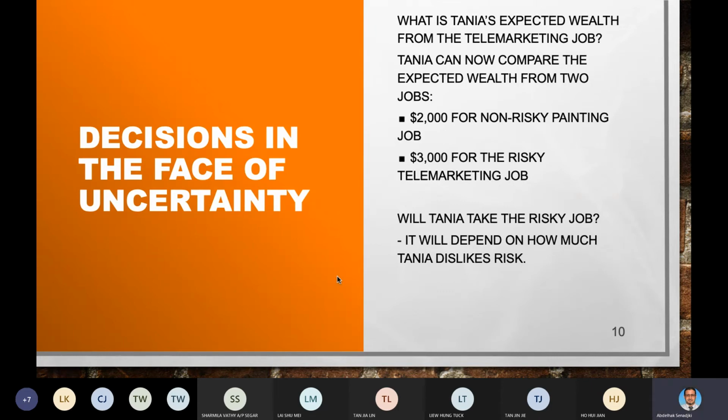So how is she going to decide? If she is a risk taker, she will take the second one, the risk, 3,000. But she may get 1,000, she may get 5,000. If she is not a risk taker, she will take the first choice, and she is sure that she will take 2,000.